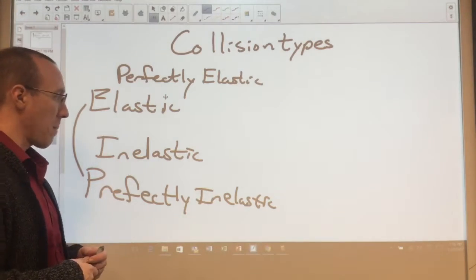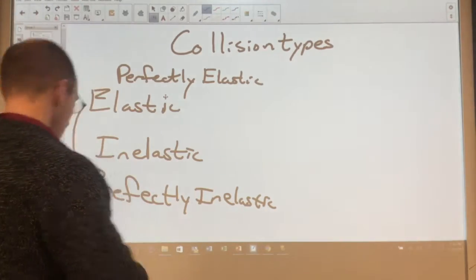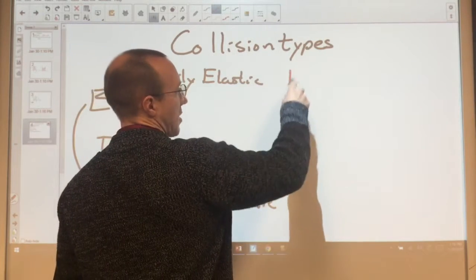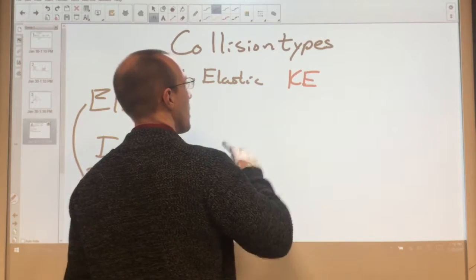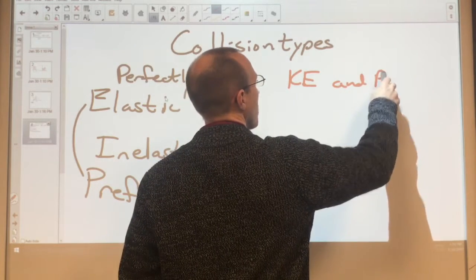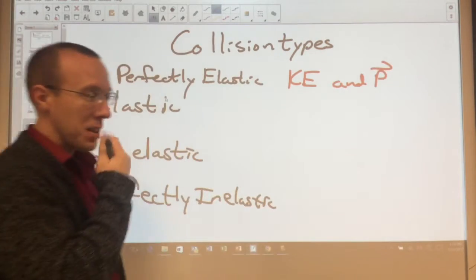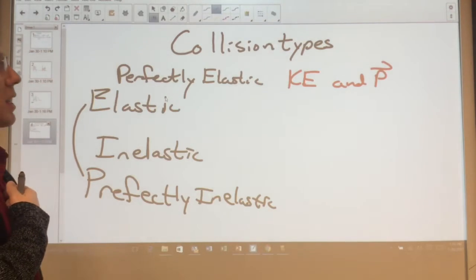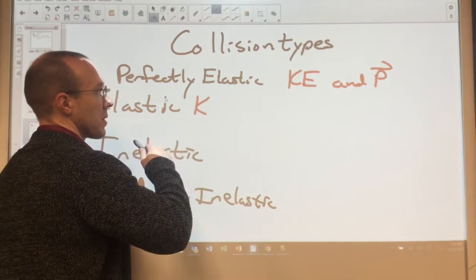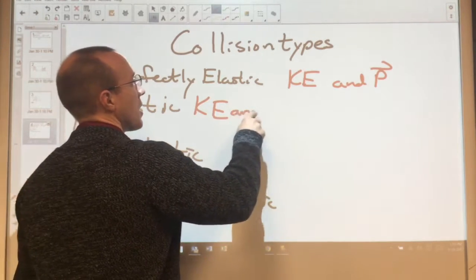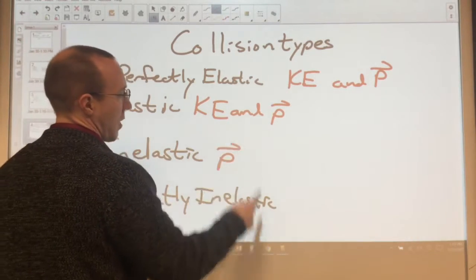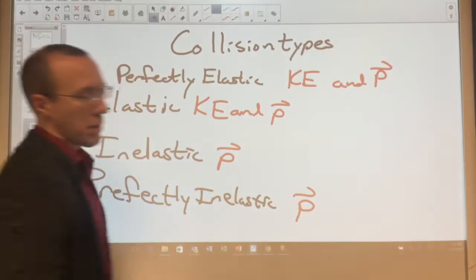So that's why we say that. For all of these, when we talk about what is conserved, in the elastic collision we have the kinetic energy, and we also have the momentum. I was going to write potential energy there for a second. So the kinetic energy and the momentum. Same thing for elastic, because it's a type of elastic collision. So we have kinetic energy and momentum. And then for inelastic, we only have the momentum being conserved.